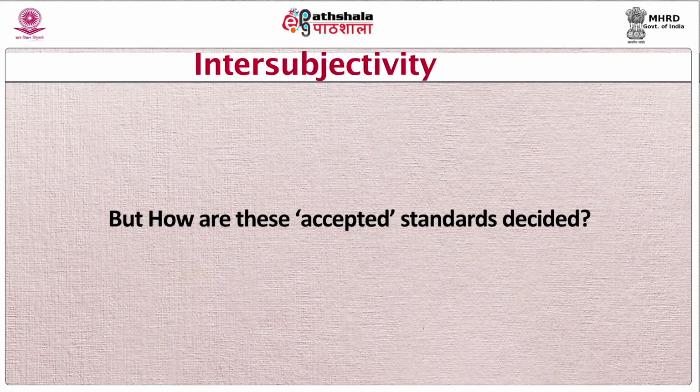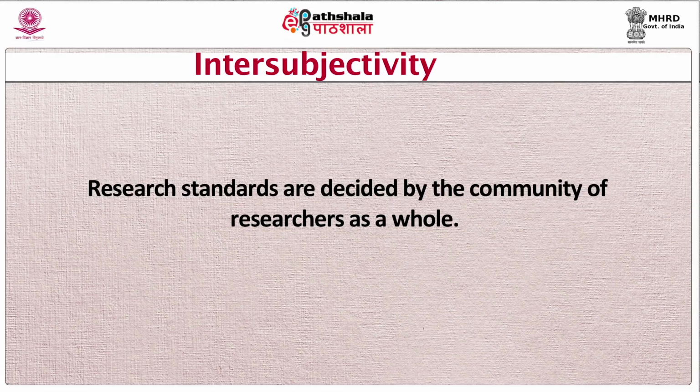Now let us discuss intersubjectivity. We learned that one of the criteria for evaluating a research study is if it meets the accepted standards for research. But how are these accepted standards decided? Research standards are decided by the community of researchers as a whole.